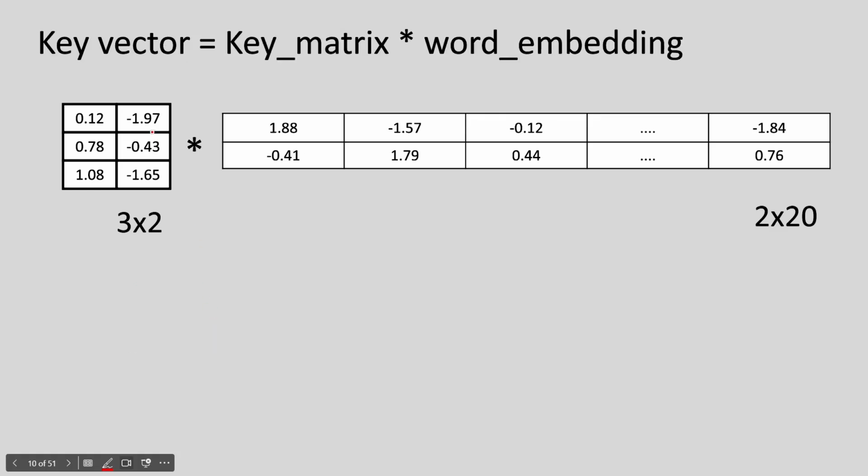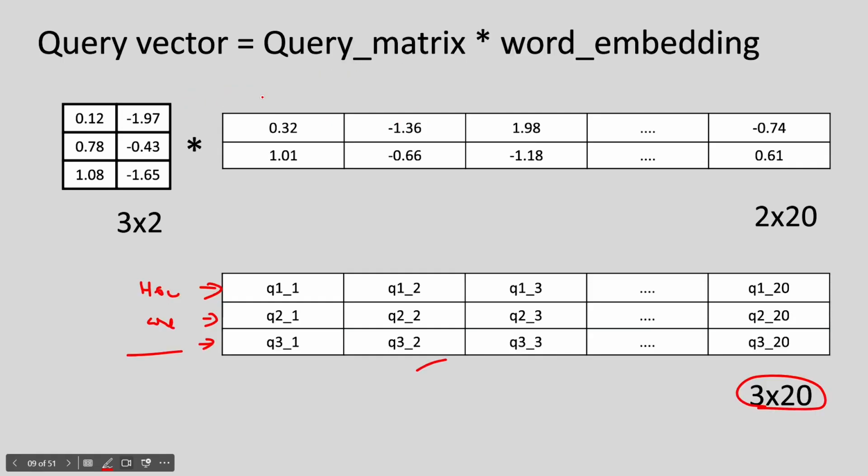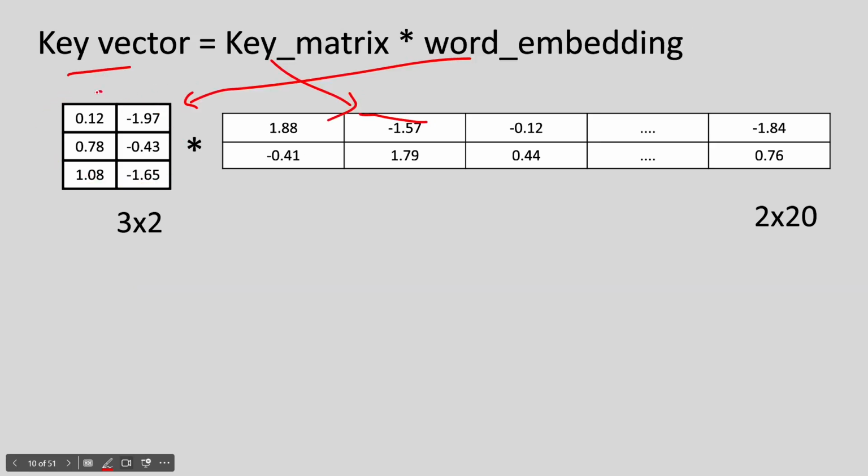Okay, same thing for the key vector. I'm going really fast over here because we have already seen this, and it's easy to understand, right? So this is your key matrix that we have already seen, and this is your word embedding, which was the same as the last word embedding. This word embedding over here is the same as this particular word embedding. Why? Because the word embedding does not change, it's fixed.